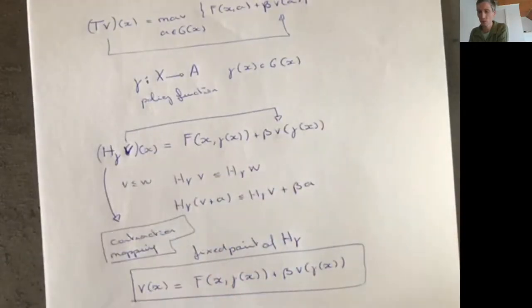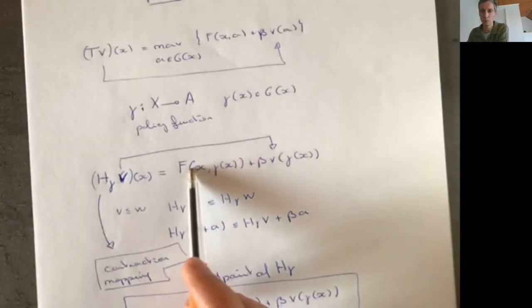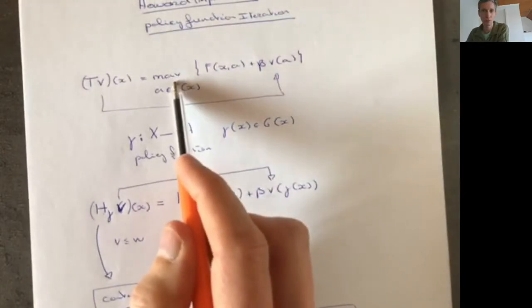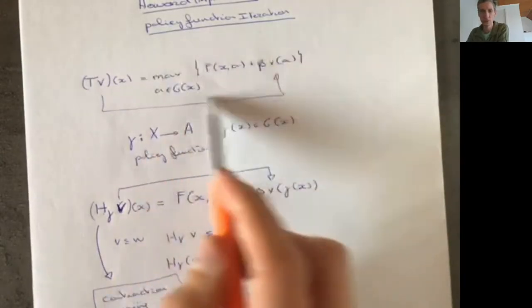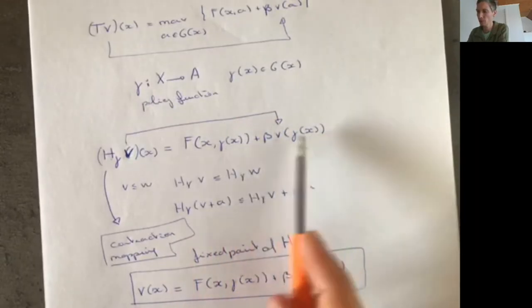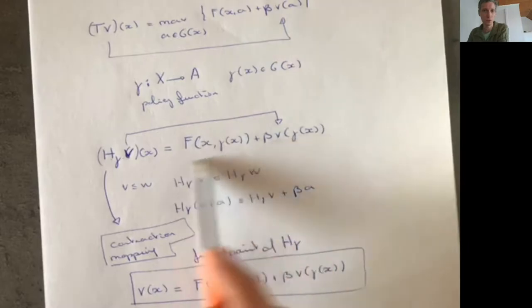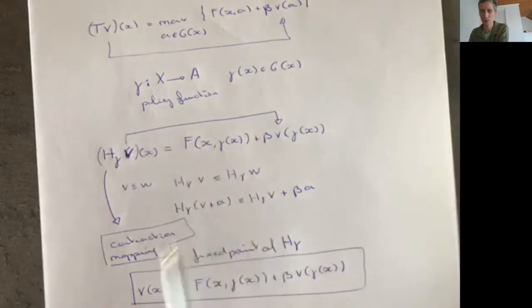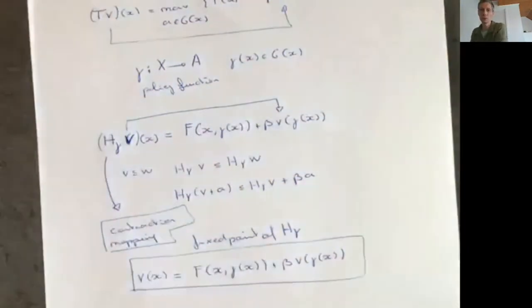This is the policy iteration, and this fixed point can be computed really, really fast. Why? Because you don't need to take the maximum. Here you need to solve a maximization problem, but here there's no maximization problem at all. It's just plugging the value of gamma into this function, and you get a new function. So this goes really, really fast.